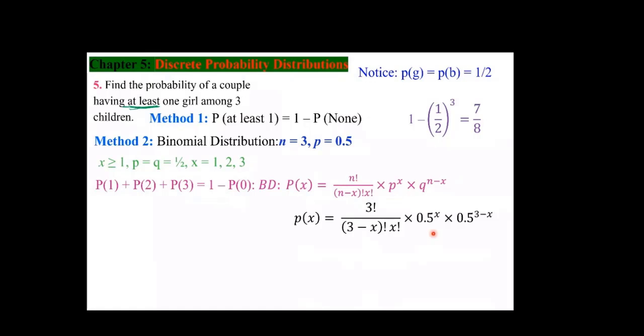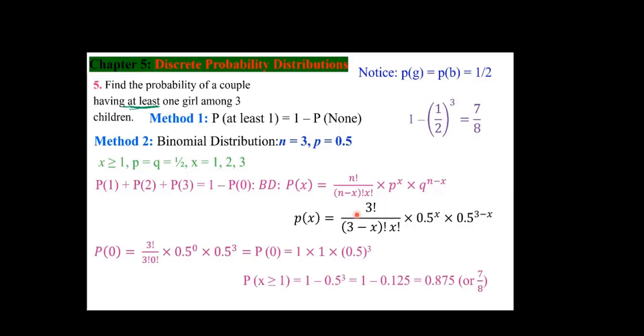Okay, as I mentioned, n is 3, p is 0.5, q is 0.5. By the way, they add up to 0.5 to the 3rd power because they are identical. The base is the same. And now just plug in 0, subtract from 1, and that gives you the same answer. Whether you go with this method or the other method makes no difference.